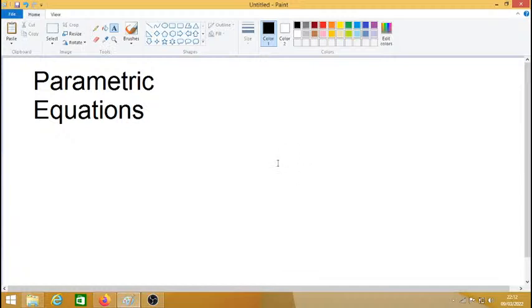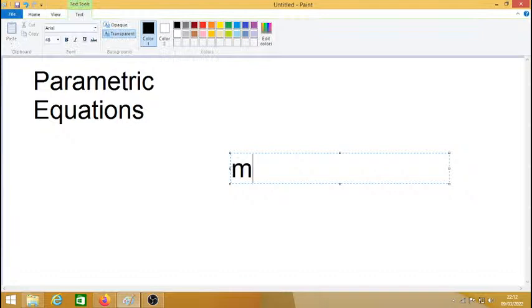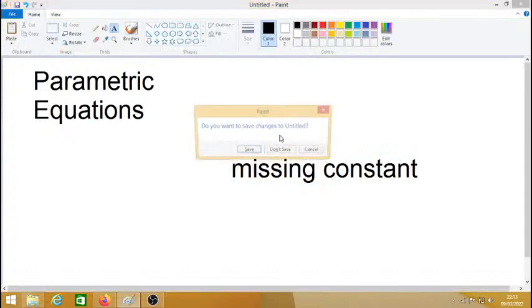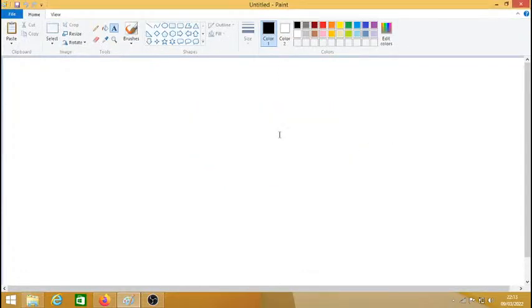This chapter is Parametric Equations, and today we're looking at a missing constant. So there's a constant within the pair of equations where you have to find out what the missing value of the constant is. Let's take a look.